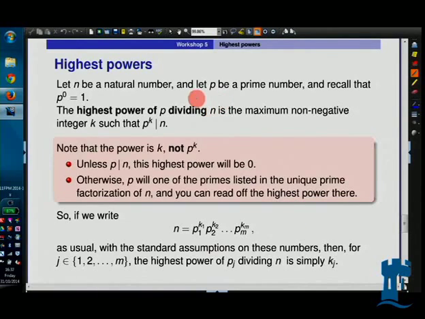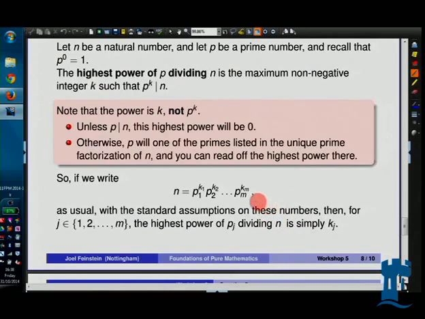Terminology issue here. When we talk about the highest power of p dividing n, we mean the index. Though that's arguable, that's what most people do, so we'll stick to that version of it. The highest power of p dividing n is the biggest index you can have, so that p to the k divides n. So when you write the prime factorization, you can read off the highest powers. And for any other prime that isn't in the list, the highest power of that prime dividing n is 0.